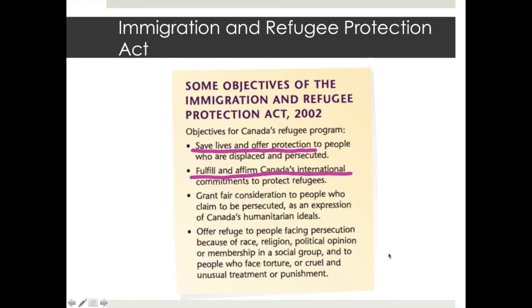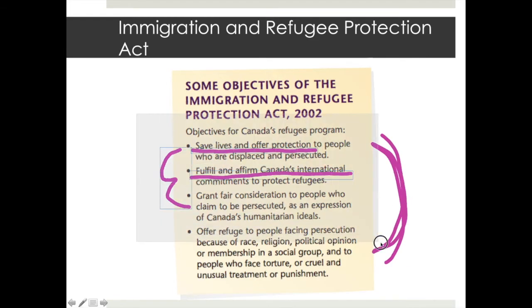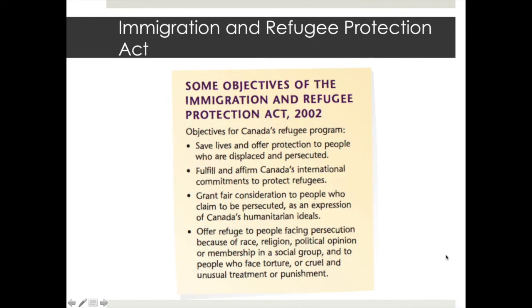Get this one out of the way here. Grant fair consideration to people who claim to be persecuted. Once again, I think that ties into these first two as well. And offer refuge to people facing persecution because of race. So I think a lot of these four categories here are kind of saying the same thing, but just a little different in each one. So basically, the idea is to make sure that Canada is a safe haven for people who are facing war and poverty and discrimination, persecution, that they can come here and we'll accept them and take care of them until it's safe to either go back or they choose they want to become a Canadian citizen in the end as well.